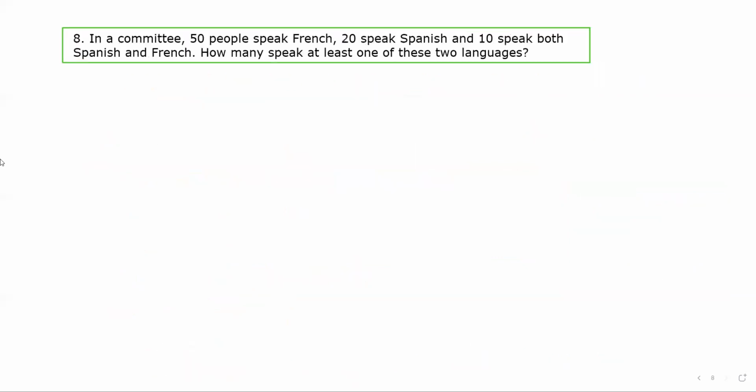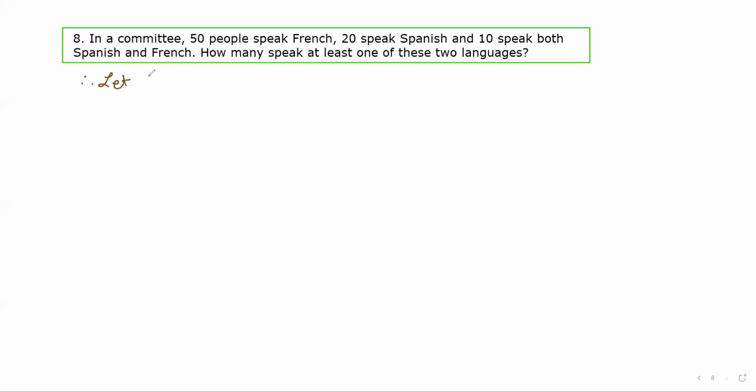Next, in a committee, 50 people speak French, 20 Spanish, 10 speak both French and Spanish. How many speak at least one of the two languages? That means at least. Now this is a different phrase. First, let's assign the variables and then see what we are supposed to calculate.